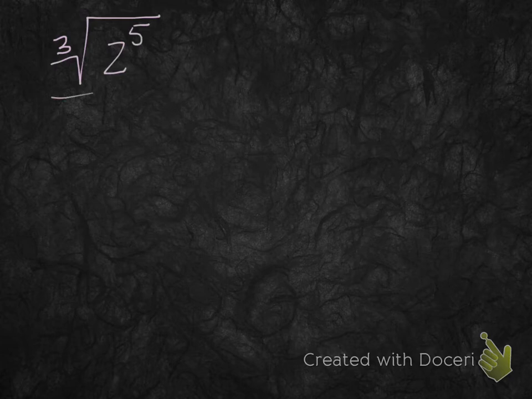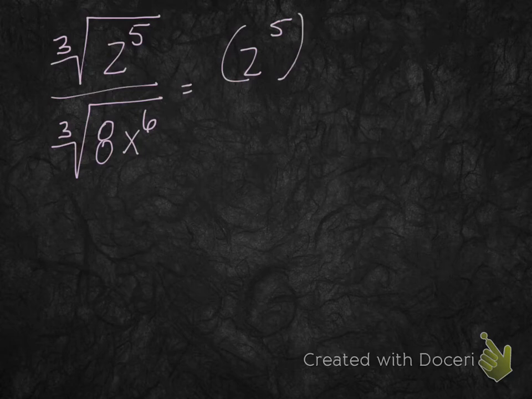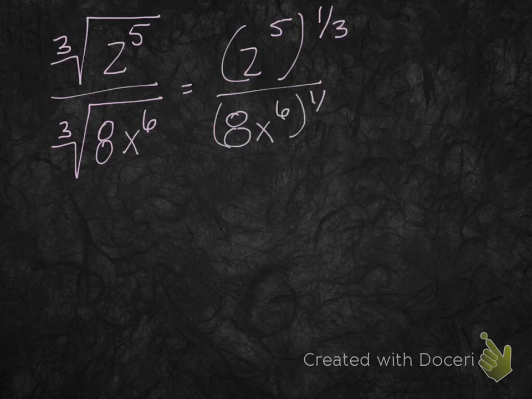So that was the cubed root of z to the 5th over the cubed root of 8x to the 6th. We rewrote that as z to the 5th to the 1/3 over 8x to the 6th to the 1/3. Alright, so for the numerator and for the denominator, let's deal with this separately. So z to the 5.